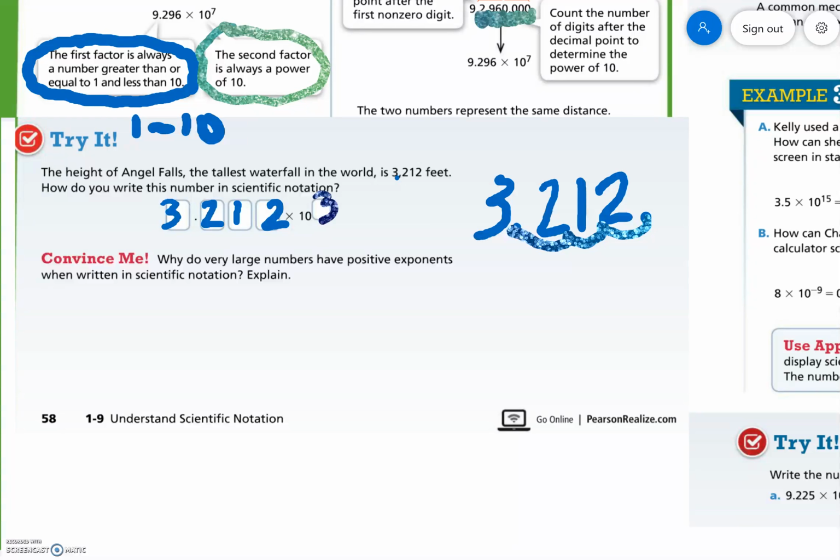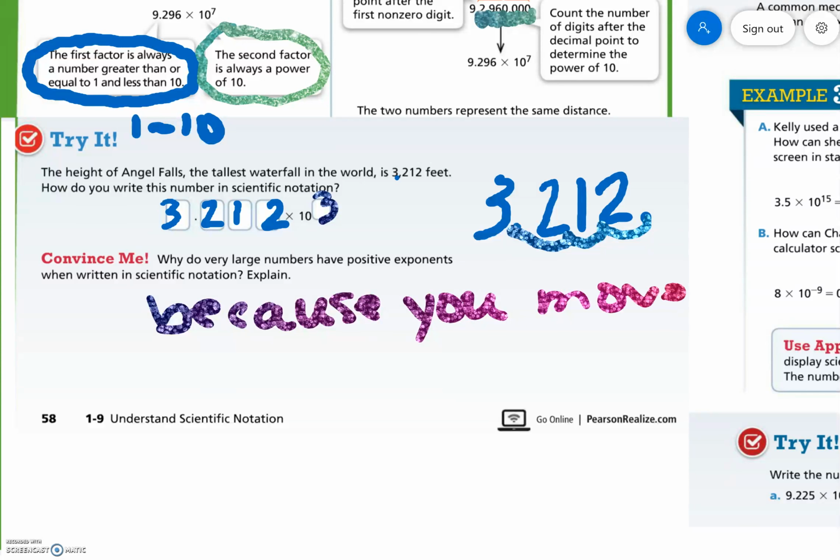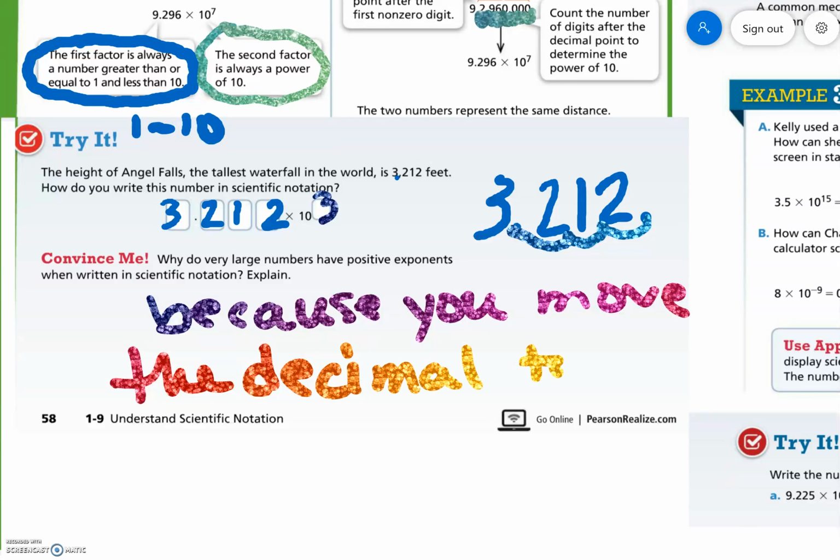Why do very large numbers have positive exponents when written in scientific notation? Because you move the decimal to the right.